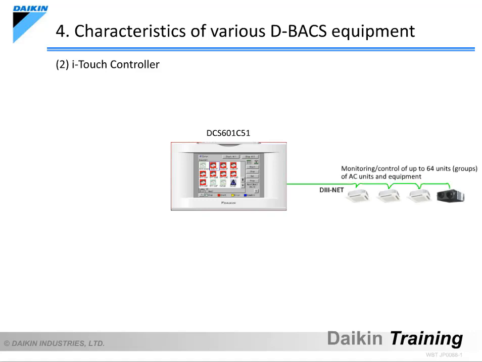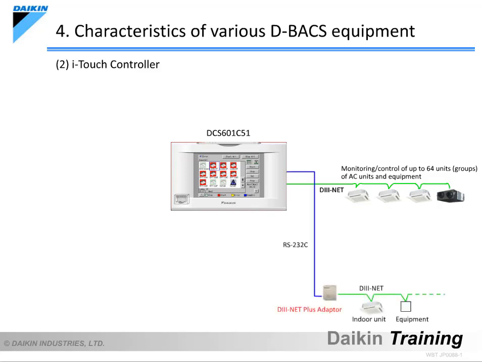A system in which the ITouch controller is used alone has one D3net line to which up to 64 groups of indoor units can be connected. If it is necessary to connect more than 64 groups of indoor units, one more D3net line can be added by connecting an optional D3net Plus adapter to the ITouch controller. This enables connection of another 64 groups of indoor units.